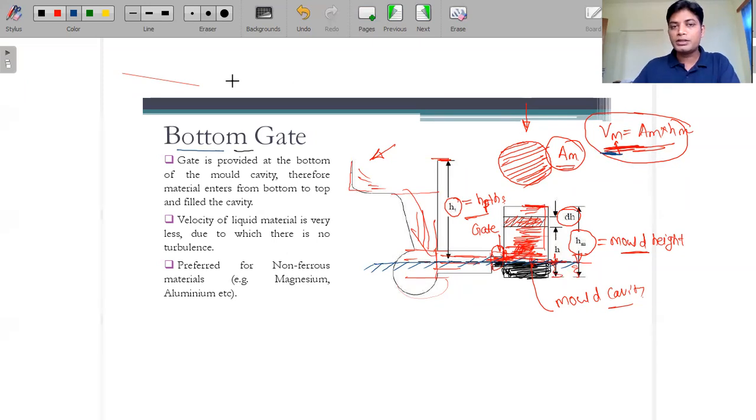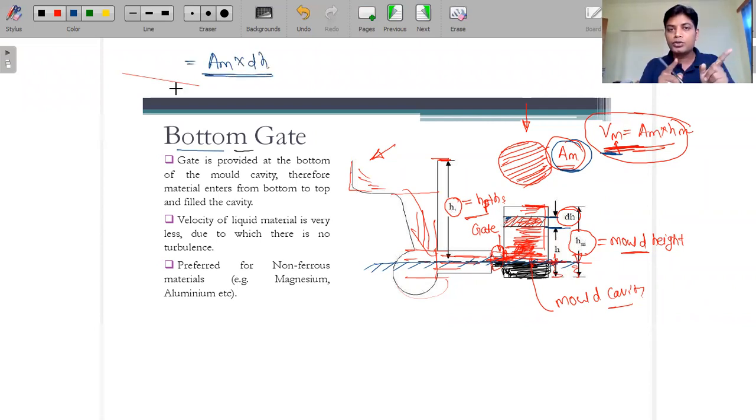So if I consider a specific height, how much time will be required to fill this dh height? In dh height, how much volume will be there? This is the cross sectional area, which is constant. So how much volume will there be? That is A_m into dh. So how much time will be needed to fill this much volume, that we are calculating.